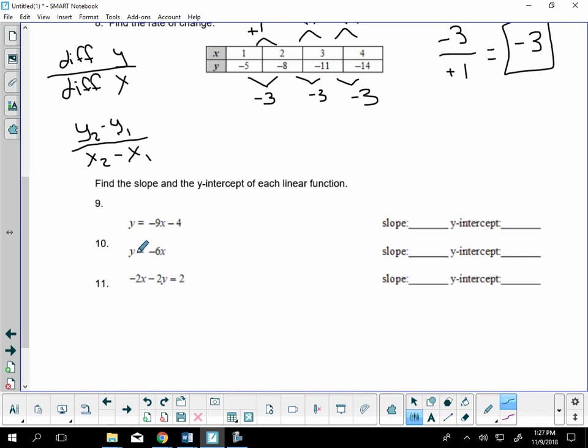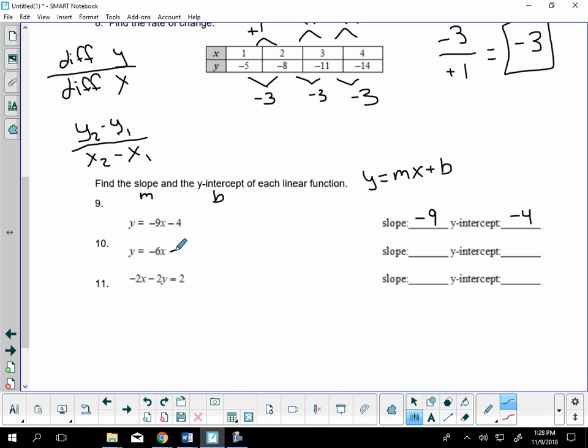All right, 9, 10, and 11. You're just finding the slope and the y-intercept. So think of y equals mx plus b. So on number 9, your slope is -9 because that's the number that's in front of the x. Your y-intercept is -4 because that's what's being added at the end.